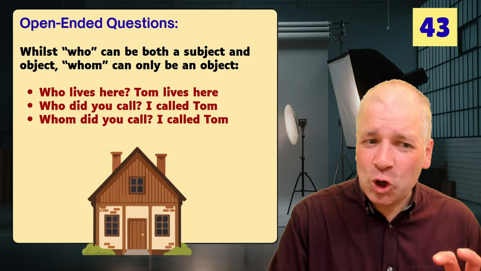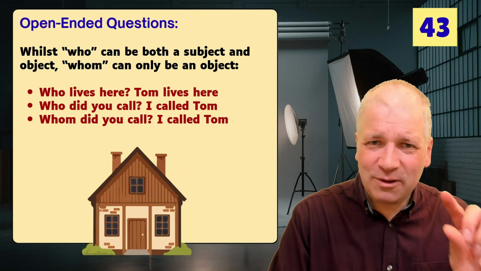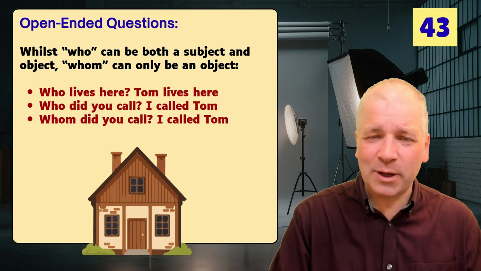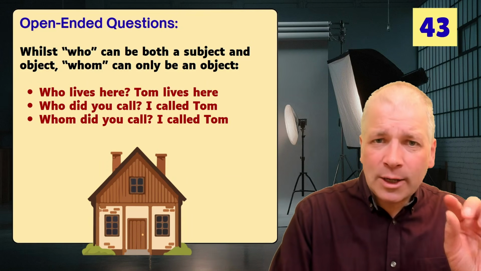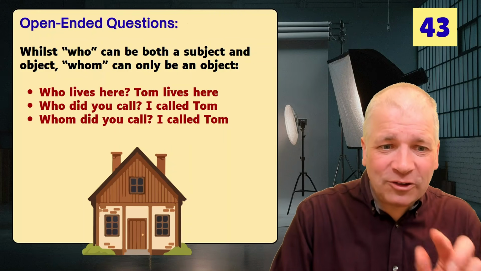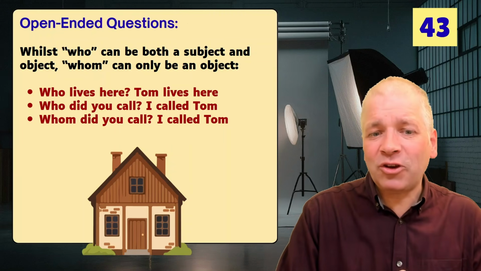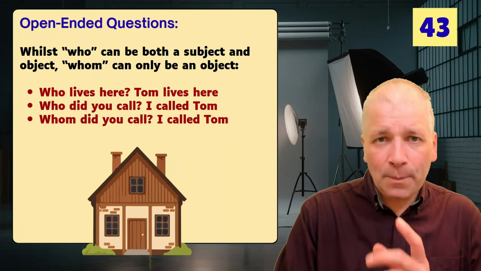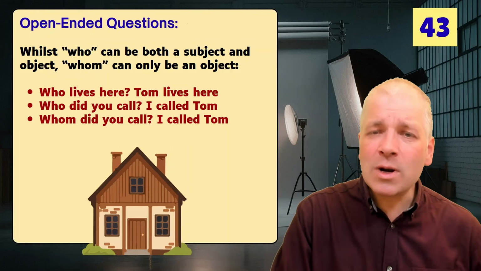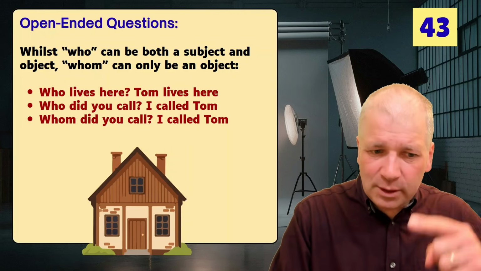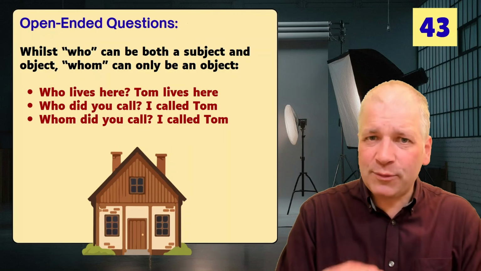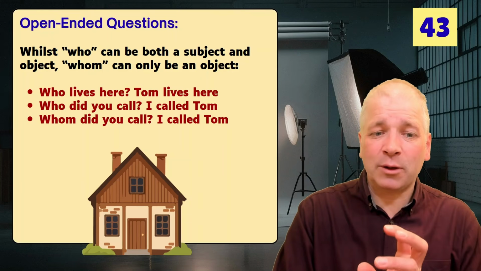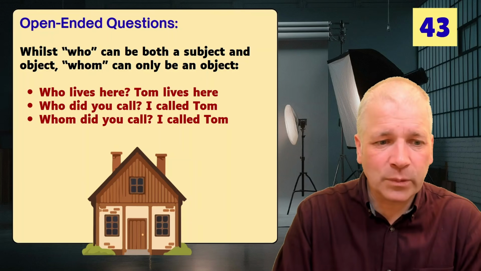Now let's look at who and whom. We're going to look at some differences between these question words because who and whom can get confused easily. Now, who can be both a subject and object, but whom can only be an object. So all of these sentences are correct here. Who lives here? Tom lives here. Who is the subject? Because Tom is the subject of the answer.